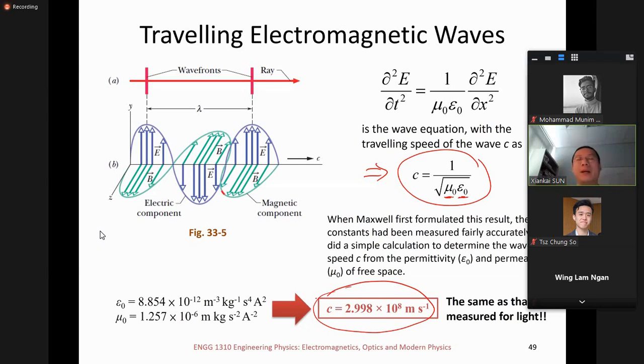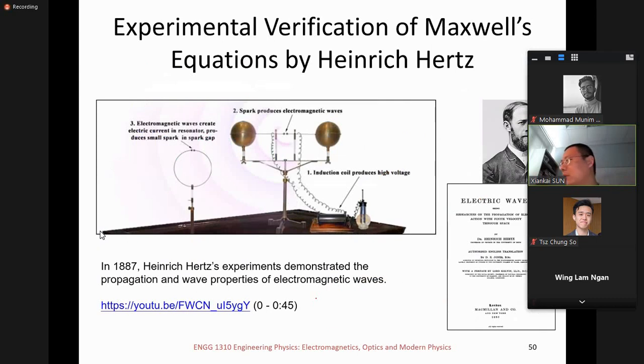So that stimulated many experimentalists to verify the existence of electromagnetic waves. And one of the most prominent experimentalists is Heinrich Hertz. In 1887, Hertz designed an experiment and demonstrated the propagation and wave properties of electromagnetic waves. So here, let us watch this video so that you can have a more vivid picture of what Hertz did about 150 years ago.